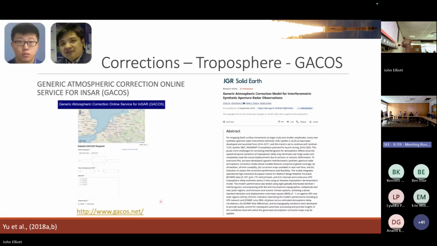So the atmospheric corrections for the troposphere are done through GACOS. Chen Yu and Chenghon Lee have built this generic atmospheric correction online service for InSAR. So with GACOS, you can go and download these corrections. It's a hugely important part of the LiCSAR process to be able to try and beat down some of the noise.